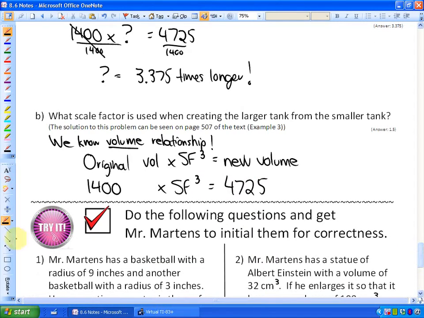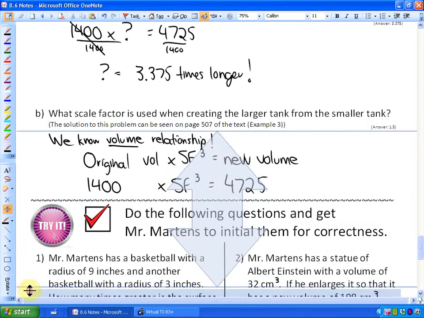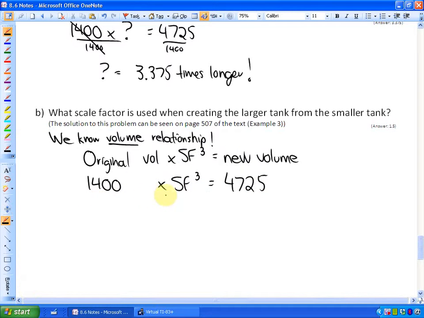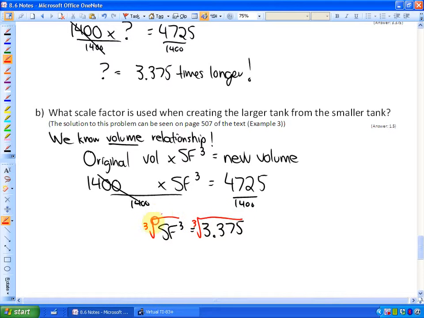And we actually have the first step of this done, but I might as well prove it to you. So we know that if we divide by 1,400, the scale factor cubed is equivalent to 3.375. So in final answer, to get the scale factor, we need to take the cubed root.